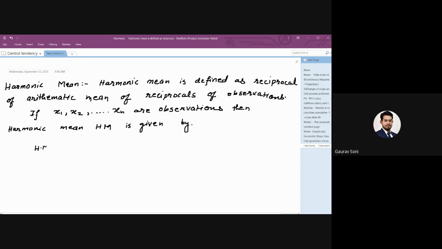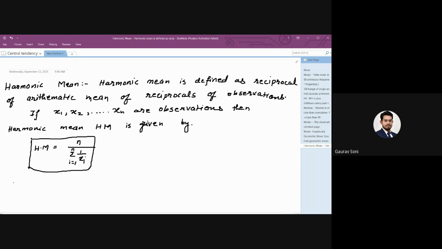Yes, anyone? Yes, sir. N by 1 upon x1 plus 1 upon x2 plus so on 1 upon xn. So that is n upon summation 1 upon xi, i is running from 1 to n. So this is how we find out the harmonic mean for the raw data.